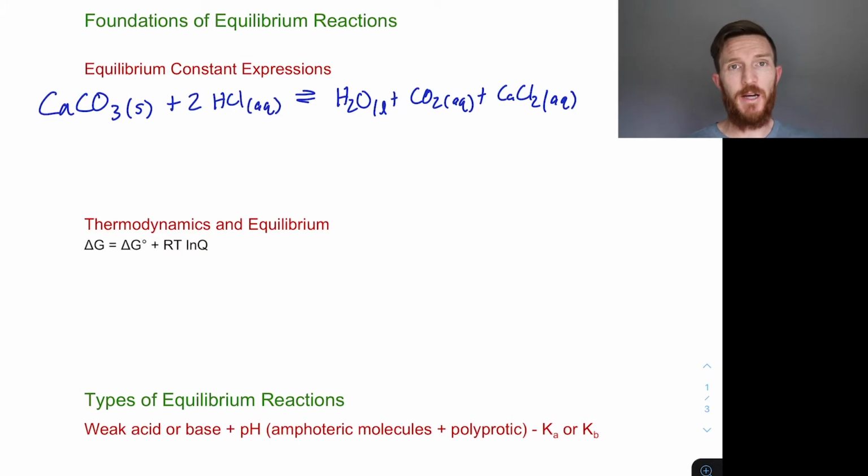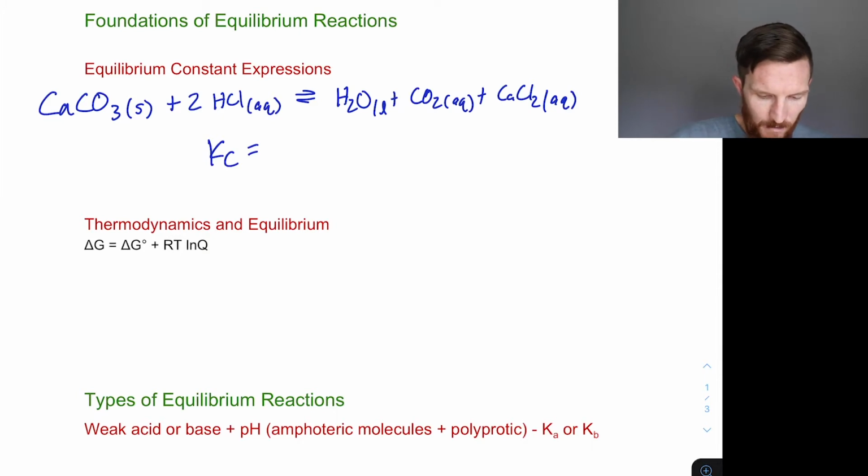We have this basic reaction where we have calcium carbonate reacting with hydrochloric acid to give us carbon dioxide, water, and our calcium chloride. As this reaction is happening, we see this is an equilibrium reaction. Our products could be favored, our reactants could be favored, depending on what our K value is. But let's first start by writing out our K expression. So we can say our Kc value for this specific reaction is equal to the products raised to their coefficients divided by the reactants raised to their coefficients.